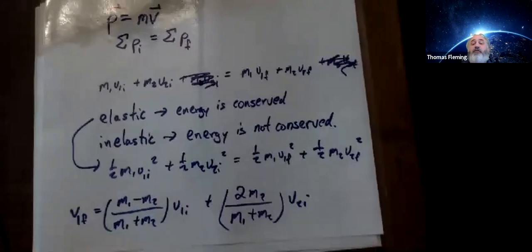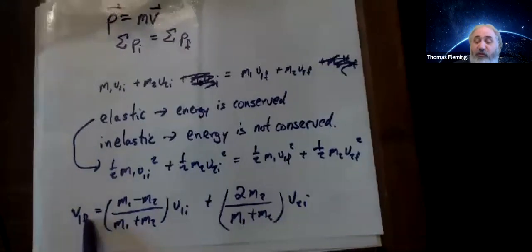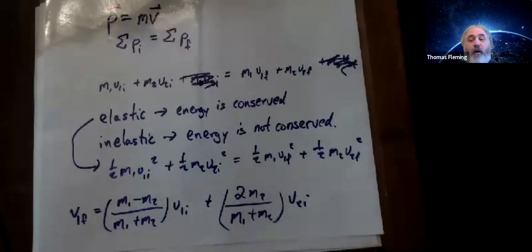Yeah, that equation. We derived it in class. It shows up in every textbook ever. If I wanted to find the final velocity of object 2, it's the same equation, except I swap all the 1s and all the 2s.